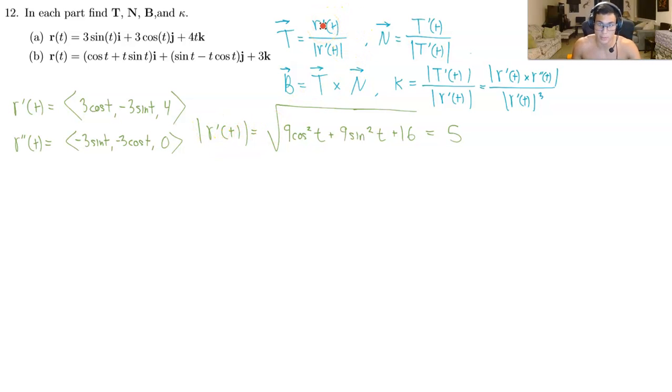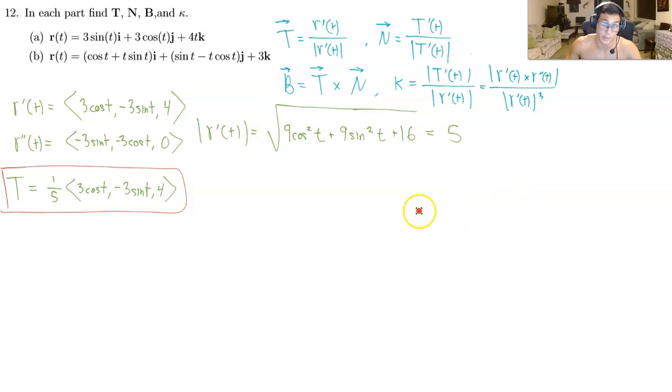So we know that T of t is this guy divided by this. So otherwise, you can just write 1/5 times 3 cosine t, negative 3 sine t, and 4. There you go. That's one of our answers.